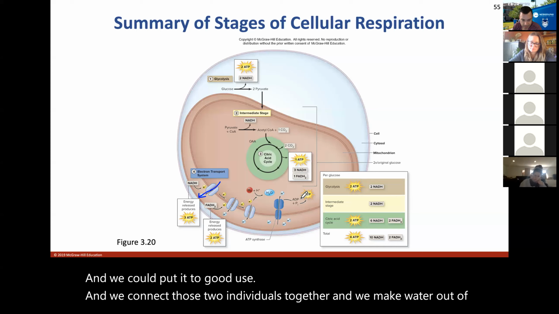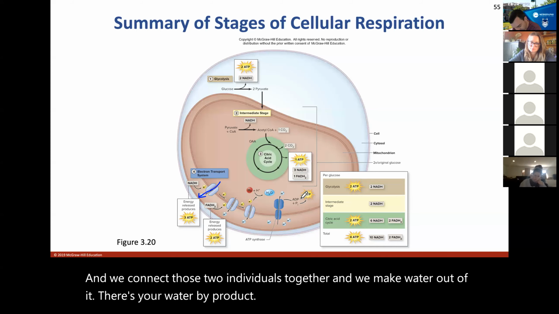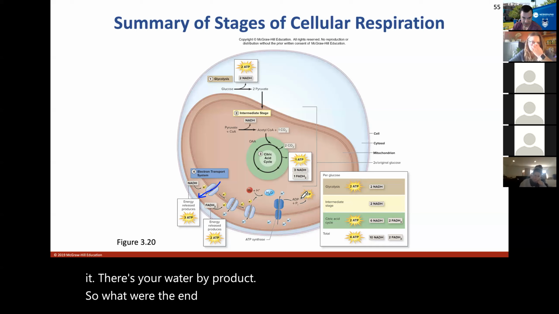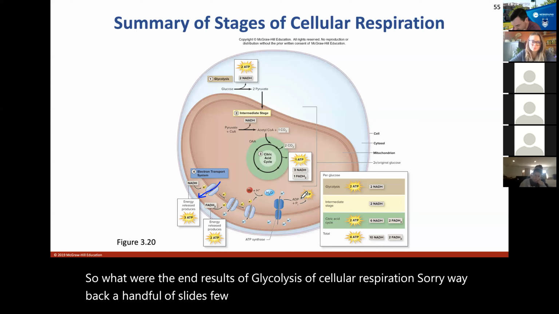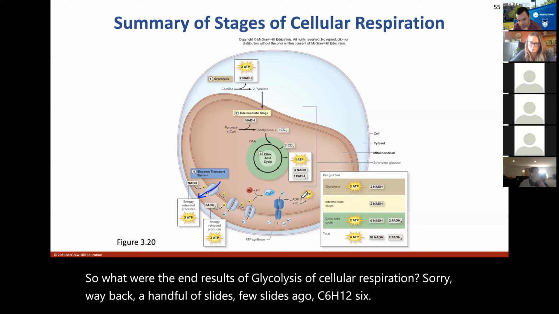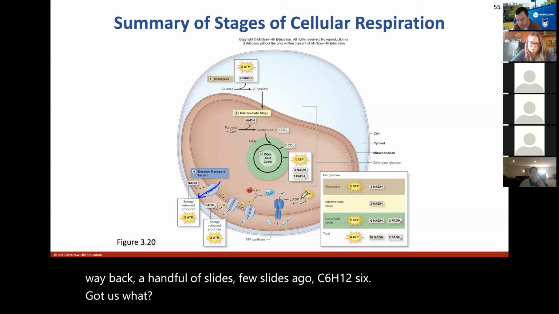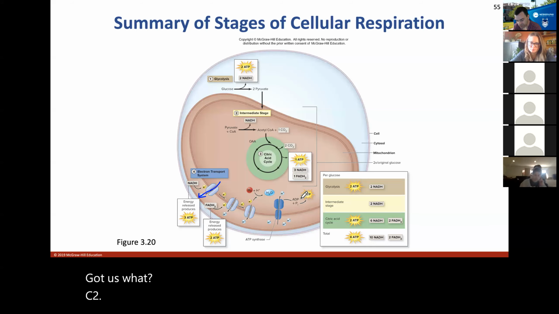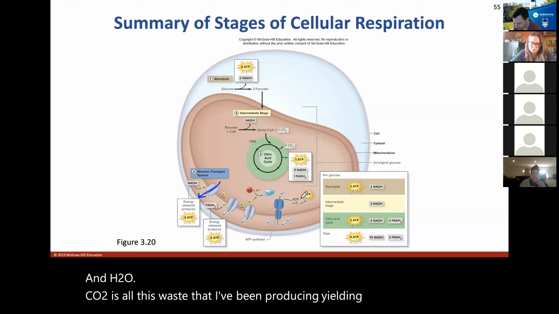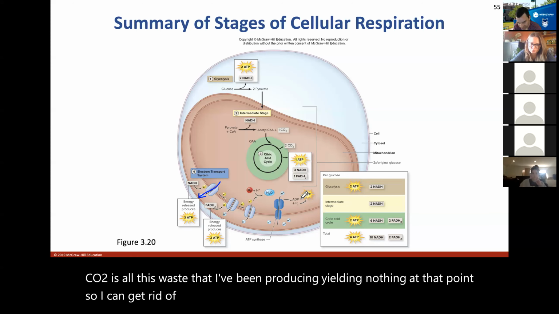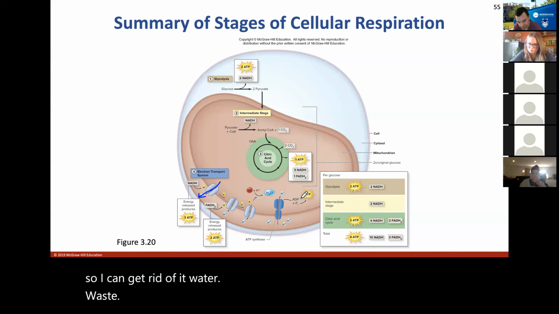There's your water byproduct. So what were the end results of glycolysis, of cellular respiration? Way back a few slides ago, C6H12O6 got us what? CO2 and H2O. CO2 is all this waste that I've been producing, yielding nothing at that point, so I can get rid of it. Water, waste, get rid of it.